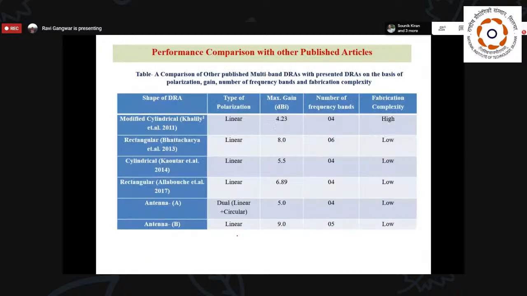Now, if we compare the performance of both antenna designs with respect to available structures, then we can say that the first antenna gives a dual response.